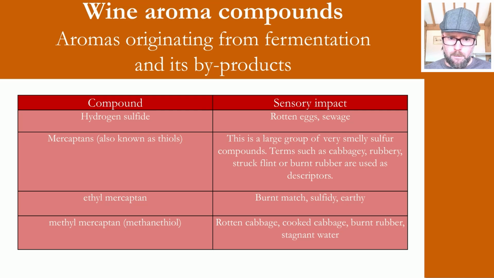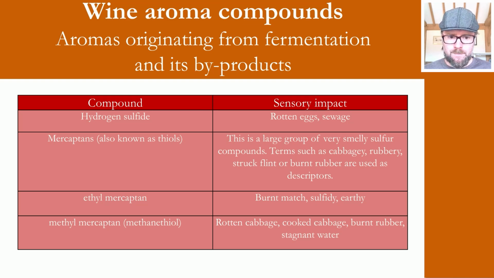Now, depending on the type of compounds present in the wine and their levels of concentration, the aromas from these volatile sulfur compounds can be from struck match, which may be desirable, to rotten eggs, which would be regarded as a fault. You'll see some here. So hydrogen sulfide, if the fermentation has gone through a problem, you might get rotten eggs, rotten fruit, sewage, for example. Mercaptans, known as thiols, if they combine with VSCs, can get very smelly in their sulfur. Cabbage, rubbery, burnt rubber also.